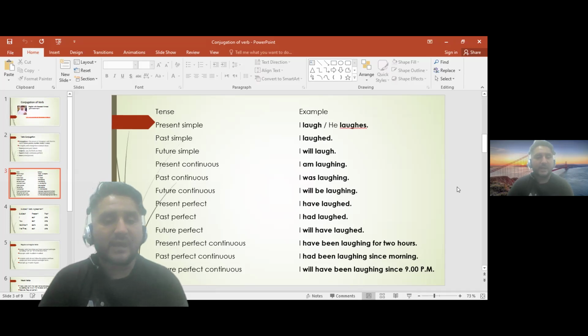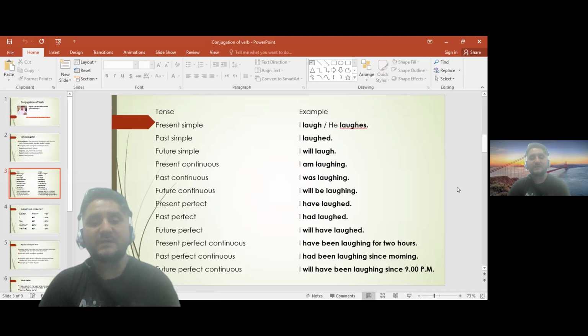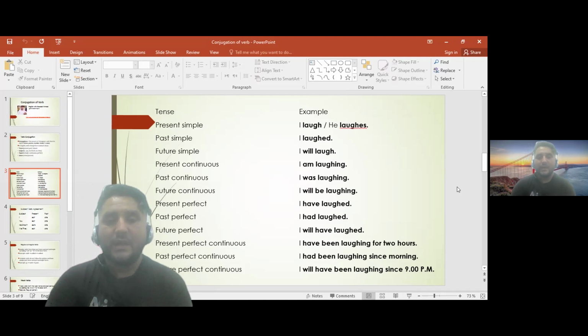Three different types, present perfect, past perfect, and future perfect, we have viewed, as they use different forms of verb. Then we move towards present perfect continuous, past perfect continuous, and future perfect continuous tense, where alongside the verb, a point of time or time period is mentioned as well. For example, with present perfect continuous tense, I have been laughing for 2 hours. With past perfect continuous tense, I had been laughing since morning. And with future perfect continuous tense, I will have been laughing since morning.